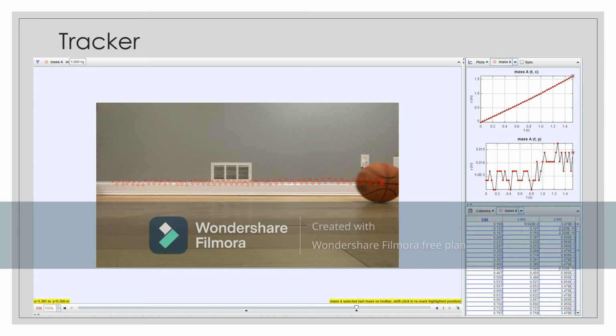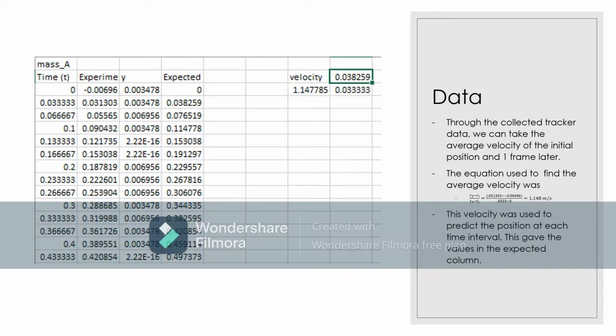So at each frame, it was broken up into each frame. So every 0.033, which is one frame, after using a 30 frame per second camera, after each frame, I clicked or tried to click the center of the ball to get the changed position, which would then be recorded, and I can put that into the data on Excel.